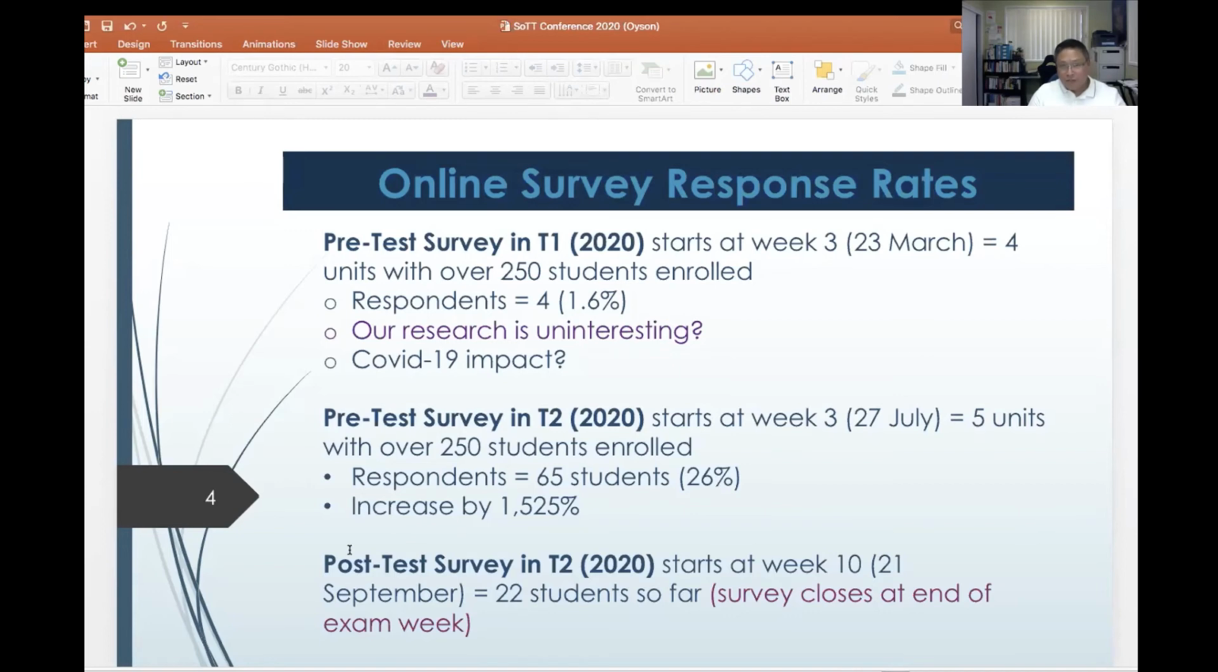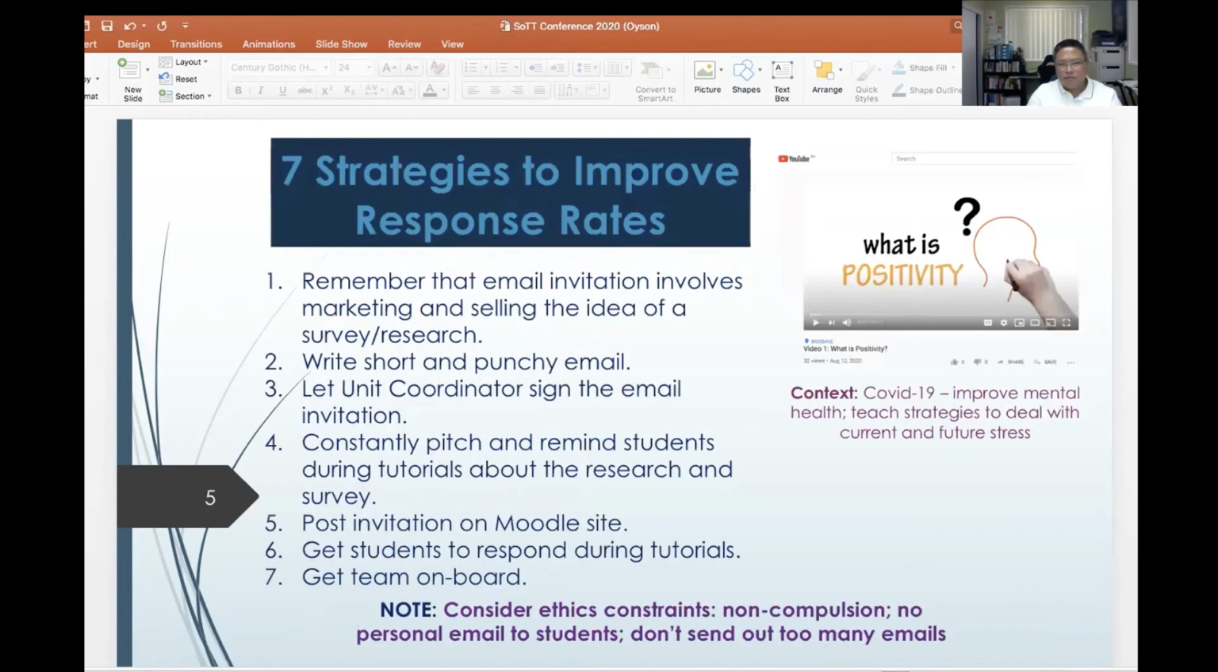We did a poster survey in term 2. As of today, there are 22 students who have answered the survey. The survey will close at the end of the exam week, and we're going to be inviting students again to answer the poster survey a few days from today. We're going to send emails again. So what I'm going to do then is to talk about strategies to improve response rates.